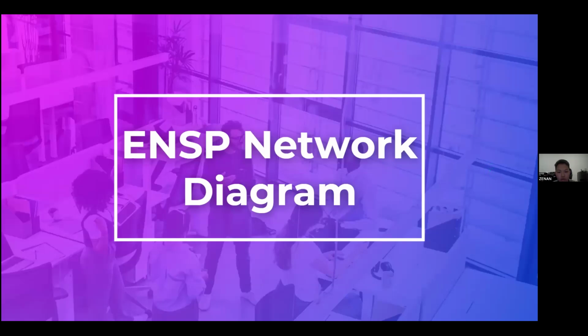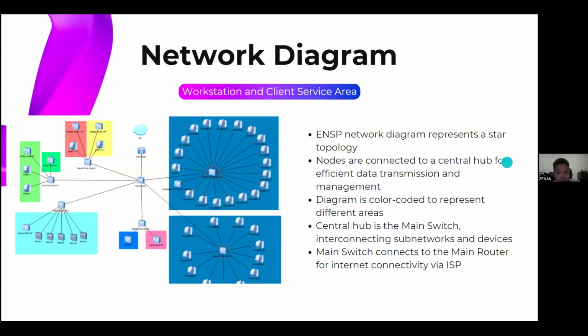I'm Zenan, and I will show our network diagram, which was designed with the star topology. Next. We have used different colors to show different parts of our network. For example, anything in green is our server room, and the blue areas are our workstations for daily tasks. At the heart of this diagram is the main switch, which is crucial because it connects all our smaller networks and devices to the main router, and then connects us to the internet through our ISP.